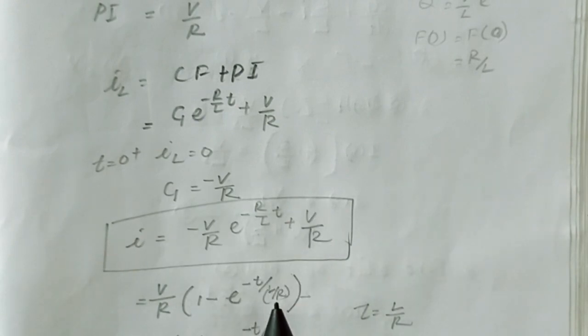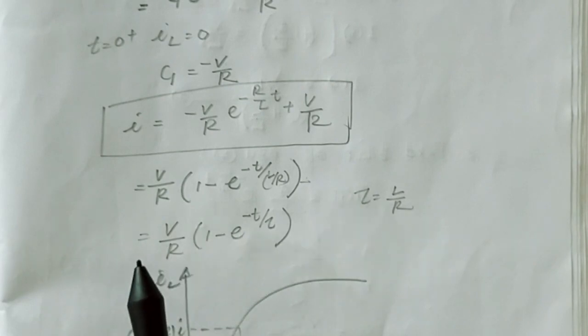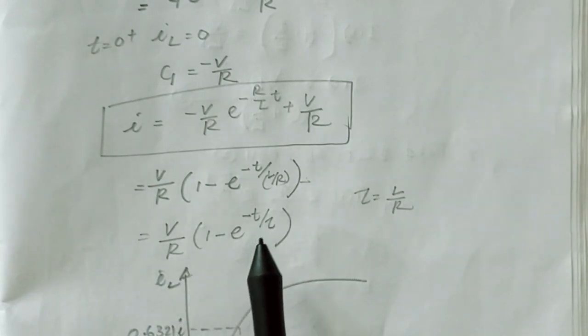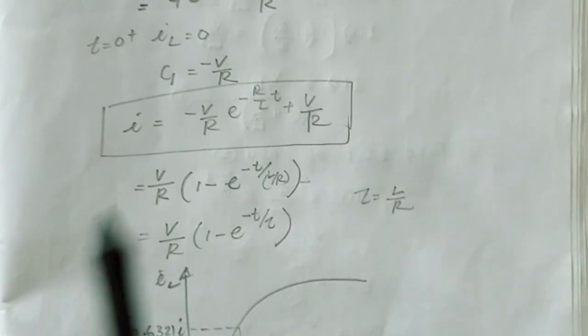In an RL circuit, L by R is termed the time constant tau. So when we consider tau, this equation can be further simplified to V by R into 1 minus e raised to minus t by tau. This is the expression for finding the current through the inductor during the transient. At steady state, this part is not there, so it will retain as V by R.